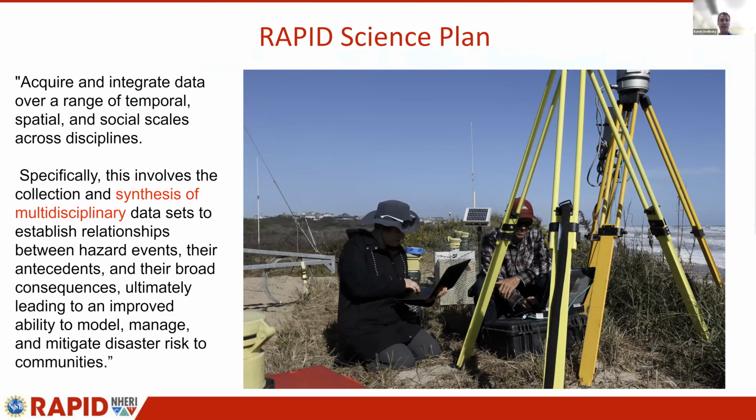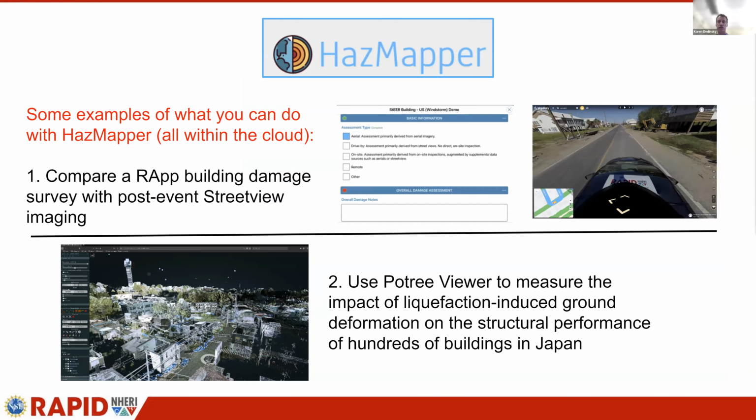I think one of the things that it has enabled is our vision of how data should be collected and analyzed. This is just a short excerpt of our Rapid Facility Science Plan that talks about acquiring and integrating data across scales, across time scales, across geospatial scales, and across social scales. And HazMapper now enables us to agglomerate this data into a single platform and to begin to synthesize data sets from multiple instruments and across multiple disciplines. And so this really does a lot to help achieve this larger scientific vision of where we hope to go as a reconnaissance community.